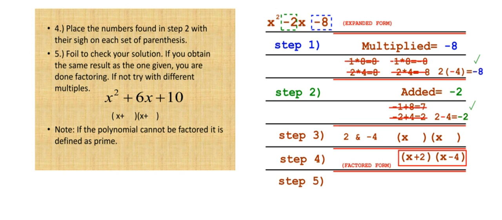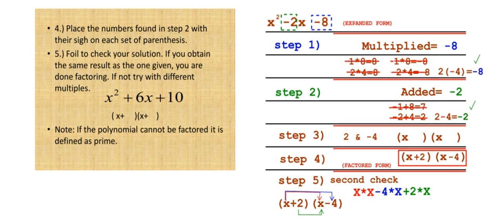Step 5 is a secondary check in a sense, because we already checked by doing step 1 and step 2. If we use any other method, you may have to do step 5, which is check. But let's do it either way for this particular case. Let's check. So x plus 2 times x minus 4, and let's distribute. x times x gives us x times x. x times negative 4 gives us negative 4x. And 2 times x gives us plus 2x.